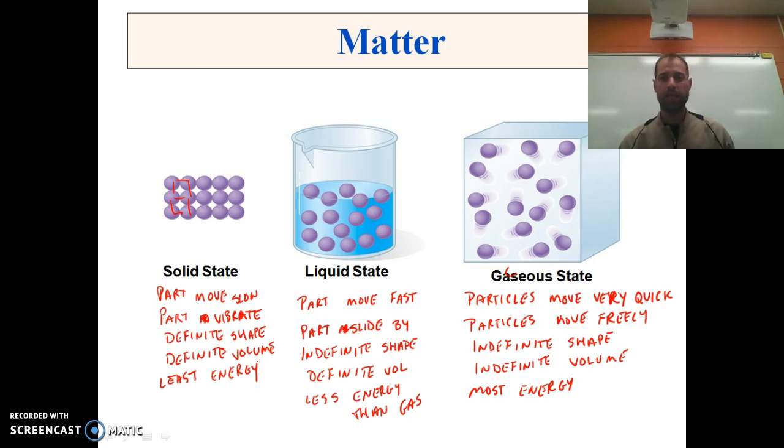Now, we can have matter that goes from one state to another. So when we go from the solid state to the liquid state, that is going to be melting, and we're going to add energy to it. If we go the opposite way, we have freezing. And this is just a change in the states of matter, and they're going to be a physical change.